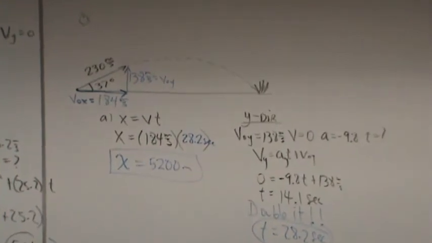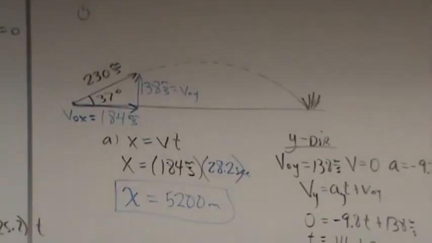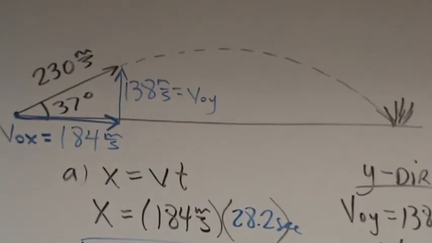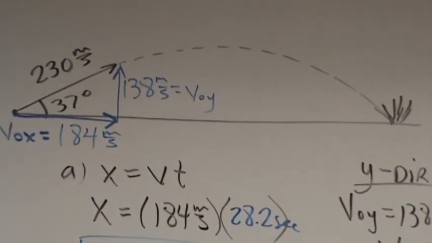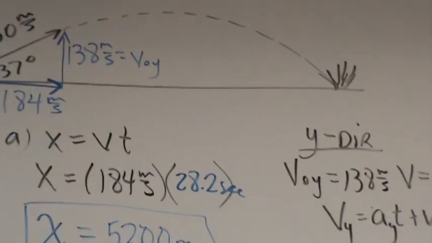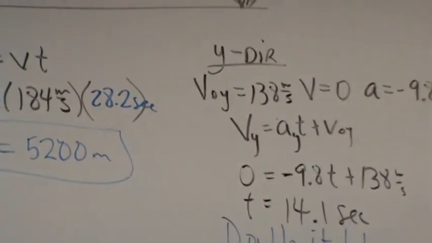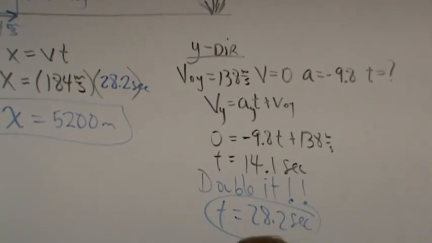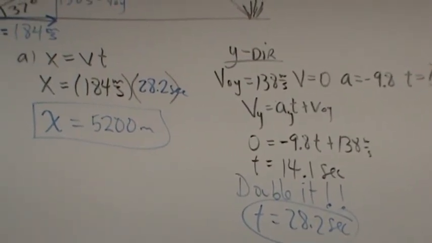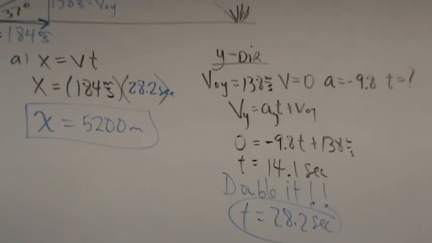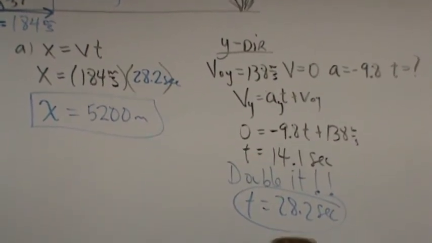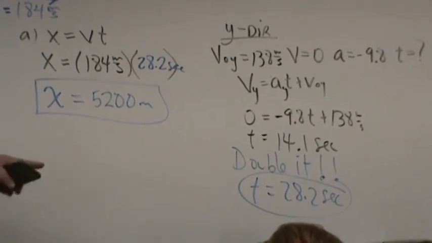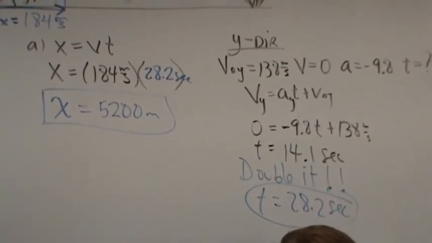Did you have 5200? Did anyone get 5,200 meters for the range? Okay. Well, if Fatima got it, then it must be right, I guess. Did you get 52? Well, I got 5180, but I rounded to 2 sig figs. Oh, yeah. So if you rounded to 2 sig figs, did anyone get 5,200? Cool. Okay. Is there any question or problem on that? Finding the time and then the distance thing?